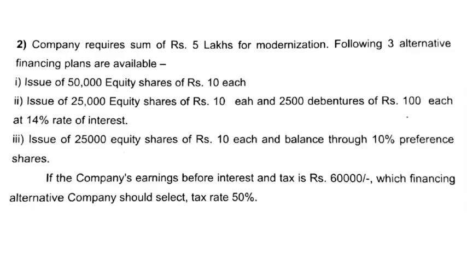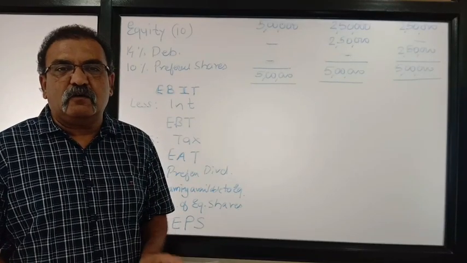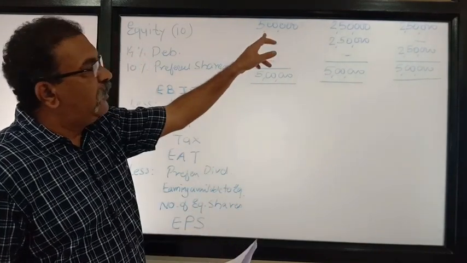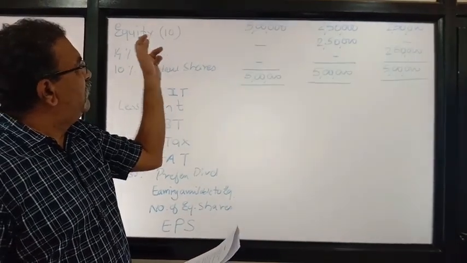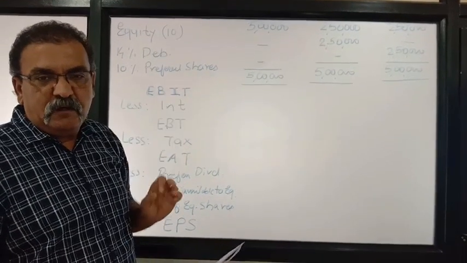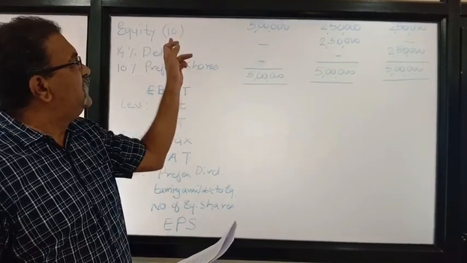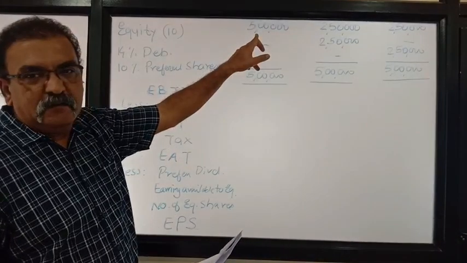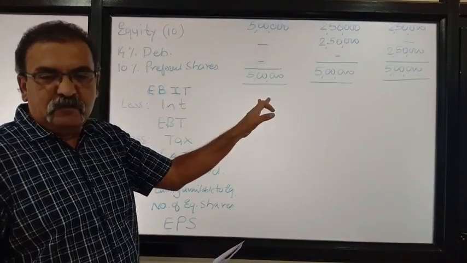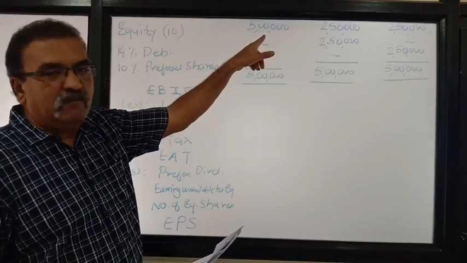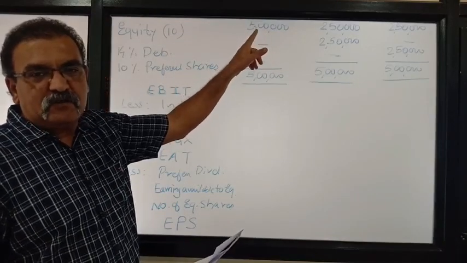Now the company requires funds of rupees 5 lakhs, for which three different financing options are given in the example. We will first find out the three financing options. Check out option number 1, issue of 50,000 equity shares of rupees 10 each. So here option 1 is by way of equity, that is an issue of 50,000 equity shares of rupees 10 each. So the amount will be 5 lakhs.